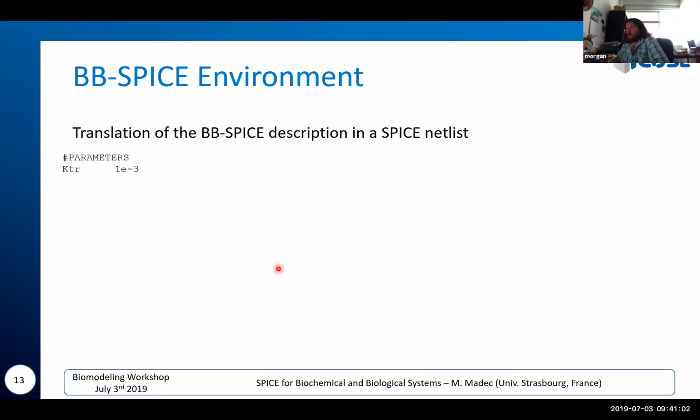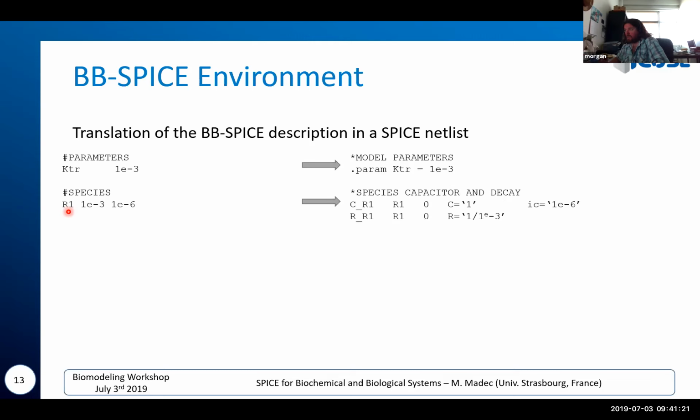Then there is a Python script that will handle this description and translate it into a SPICE description. For example, the parameters will be transformed into parameters in the SPICE syntax. For each species, you need to define one capacitor and one resistor. So for each species, you will find a resistor, whose value is the inverse of the degradation rate, and a capacitor, whose value is 1, and the initial condition corresponds to the initial concentration.